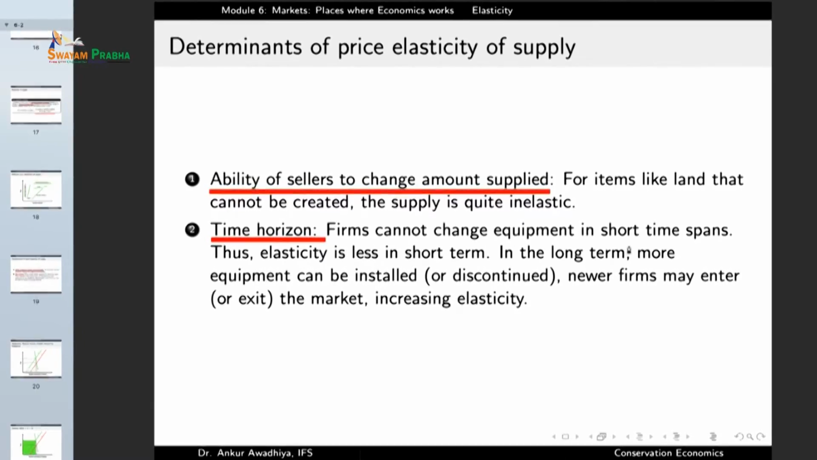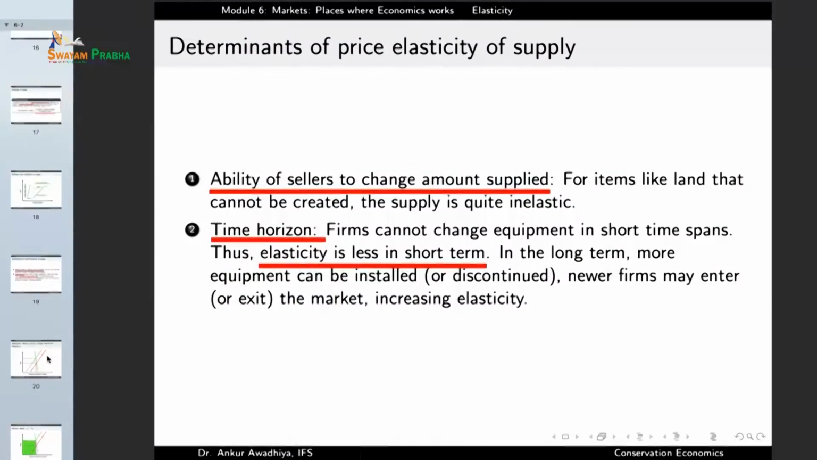Firms cannot change equipment in short time spans, and so the elasticity is less in the short term. In the long term, more equipment can be installed or discontinued. Newer firms may enter or exit the market, which increases the elasticity. So, in the case of elasticity of supply, there are two things that mostly govern the behavior. One is whether it is possible for a seller to increase or change the supply, and two, even if it is possible, how long will it take?